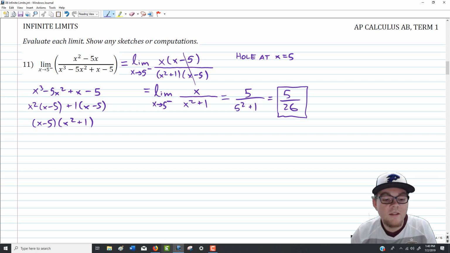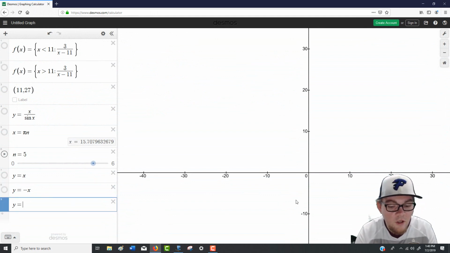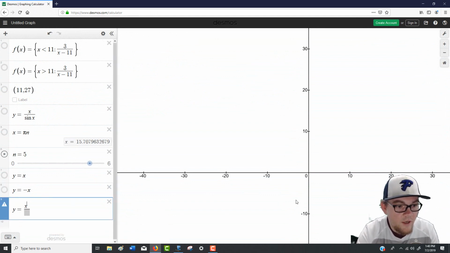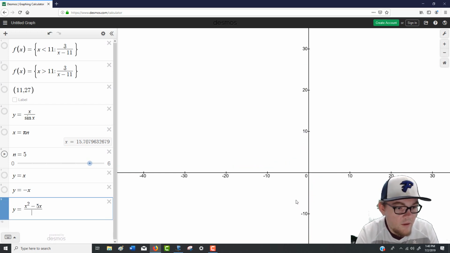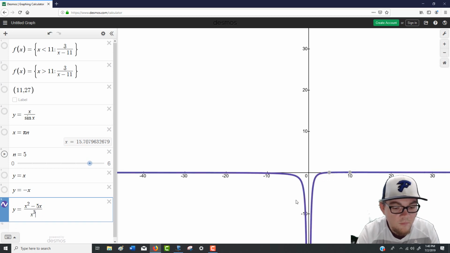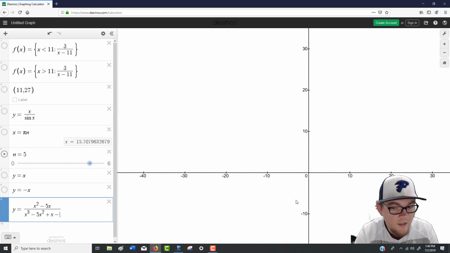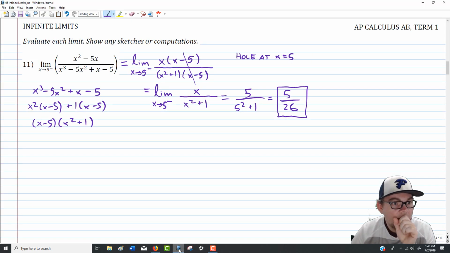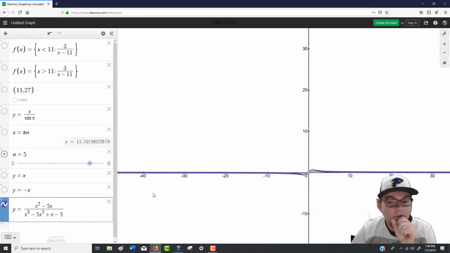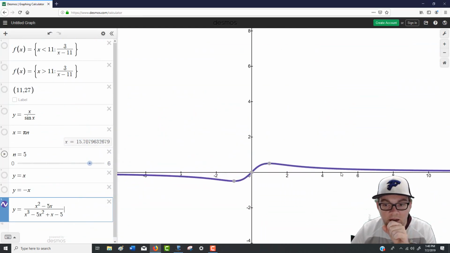Now, just to illustrate that this is true and that I haven't been fooling you, let's graph this function really fast. Y equals x squared minus 5x. I think it was x squared plus 1. I should do this properly. X cubed minus 5x squared plus x minus 5, I think. Was that the right function? Let me make sure I did this right. X cubed minus 5x squared plus x minus 5. There it is. So now we were interested in what was happening at x equals 5.